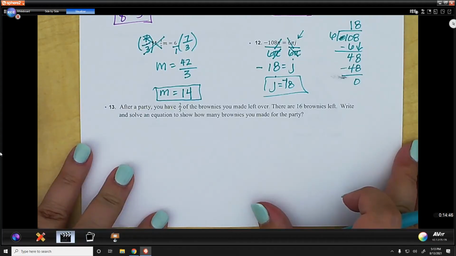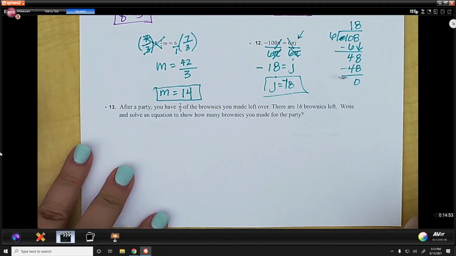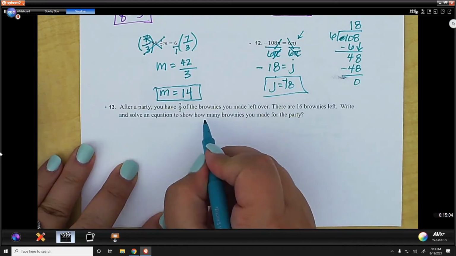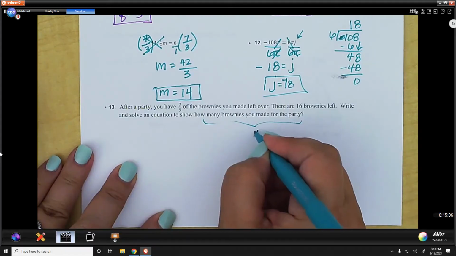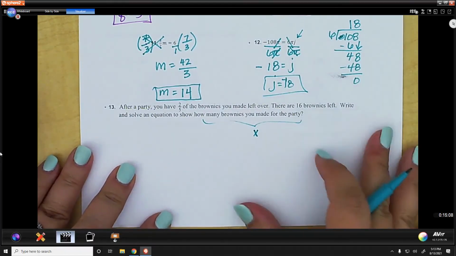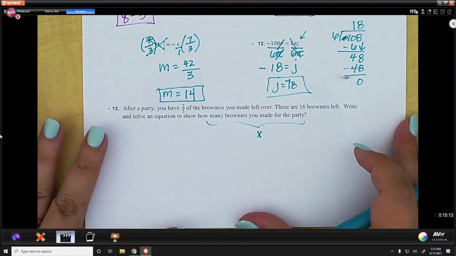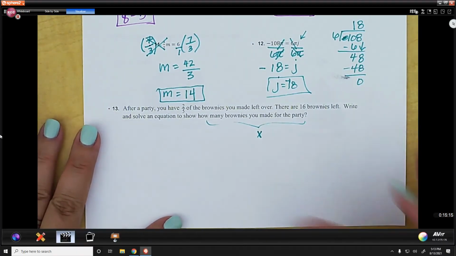After a party, you have 2/5 of the brownies that you made left over. There are 16 brownies left, okay? You want to write and solve an equation to show how many brownies you originally made for your party. Okay? So we don't know how much you originally made. So how many did you make for the party? That part right there is our x, or any variable you want to use. You could use b or y. Just avoid letters that look a lot like numbers. Okay, so I like to use x a lot.